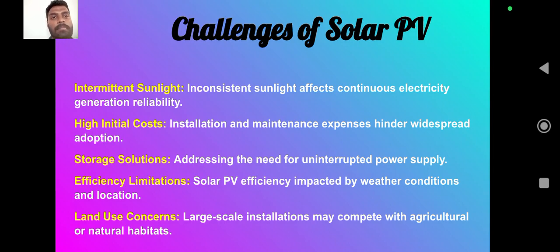And efficiency limitations. Solar PV efficiency is impacted by weather conditions and locations. As I told, in the rainy season or in the winter season, the amount of sunlight received by the solar panels is very less compared to the amount of sunlight received during the summer season. This is one of the challenges. Okay. And land use concerns. Large scale installation may compete with agriculture or natural habitats. Sometimes to install these panels, there is a risk of consuming agriculture land. Okay, this is also one of the challenges.